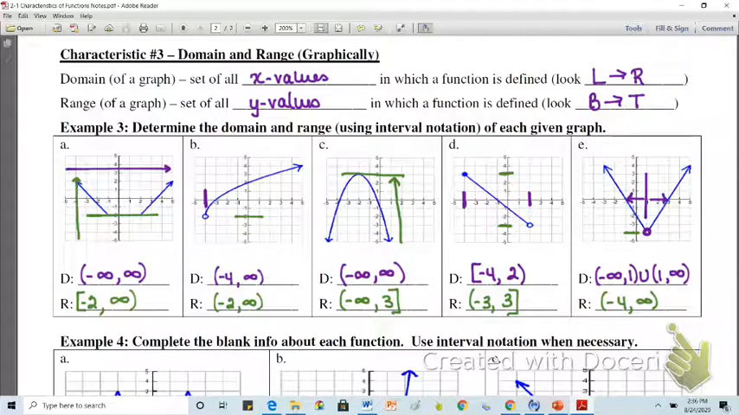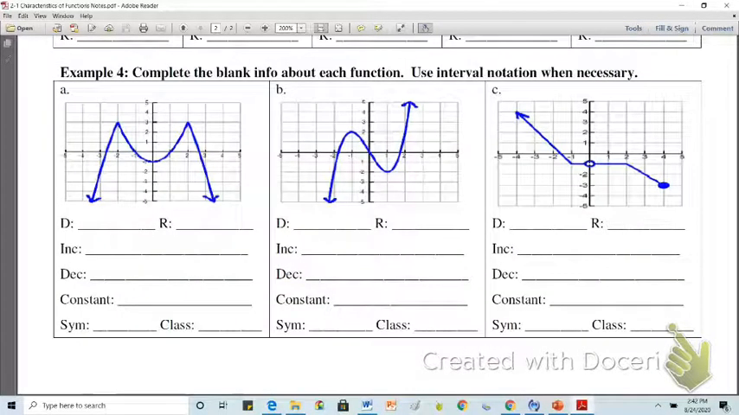Final thing we're going to do is we are going to combine everything that we have just done into what the assignment's going to look like. So looking at example 4a, let's start with domain and range. If you look left to right, there's no holes, no starting points, no stopping points. Therefore, it is -infinity to infinity. My range goes on forever in a negative direction, but it stops at 3. And there are 2 points at 3, so it is going to be a bracket.